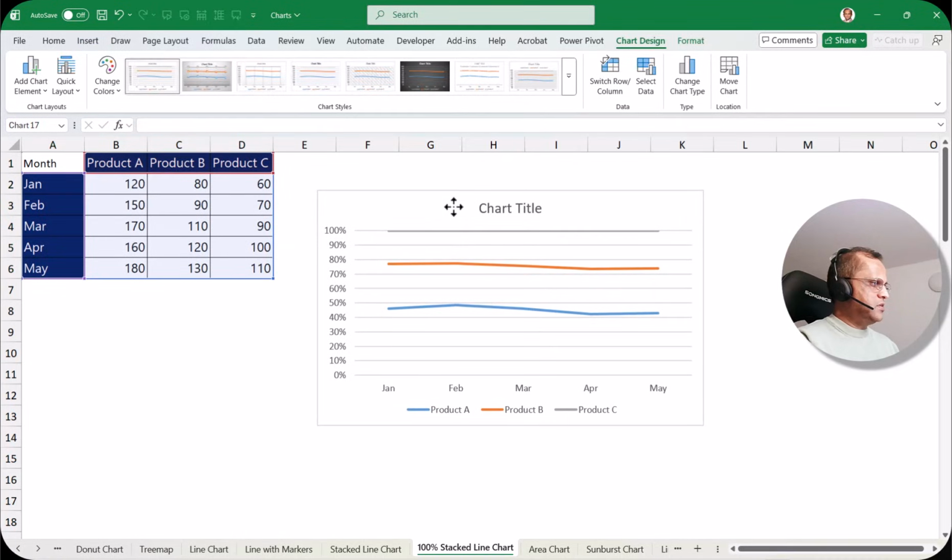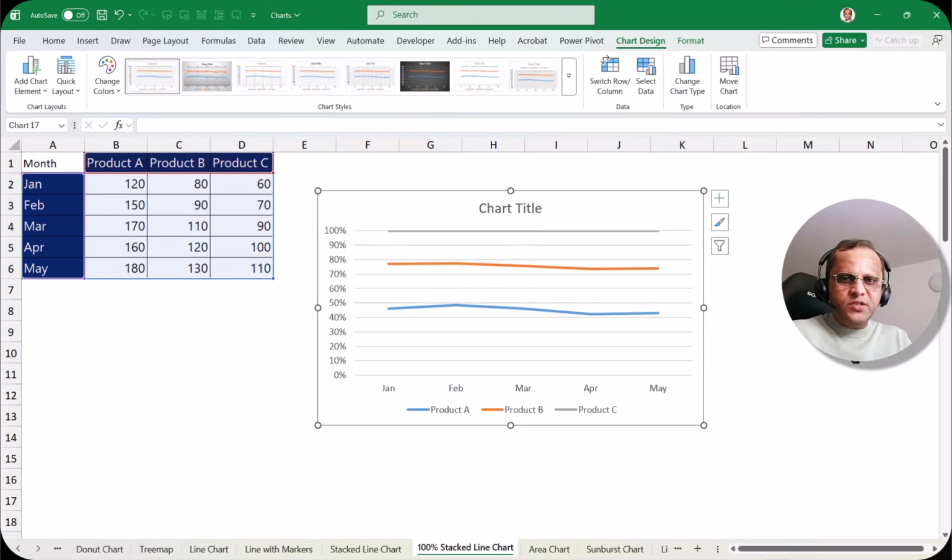Now you can see that this is my 100% stacked line chart, and here I can see the contribution of each product in the overall sales. In January, the percentage contribution given by product A is around 45%. For product B, it is around 35%, and for the last product C, its contribution in January is around 20 to 25% approximately. So the overall percentage on the vertical axis is 100%. We can see this for every month. Here I cannot compare the actual values, but I can see the proportions. So this is what we mean by the 100% stacked line chart.